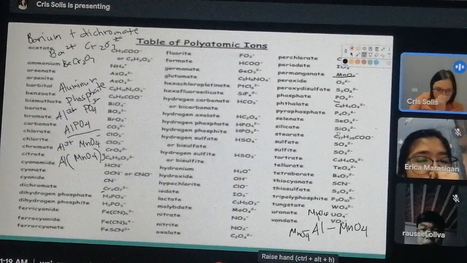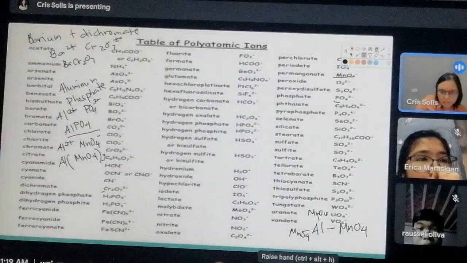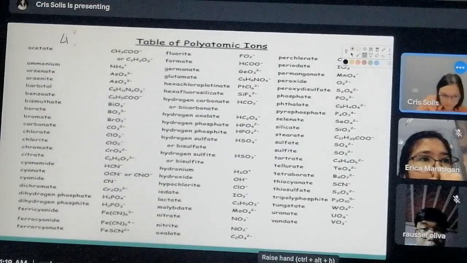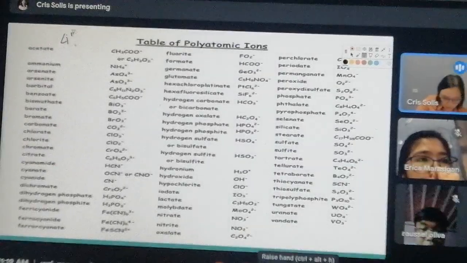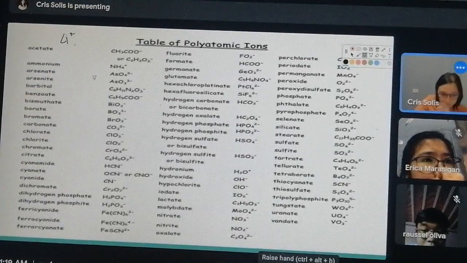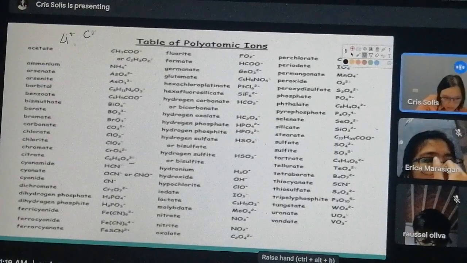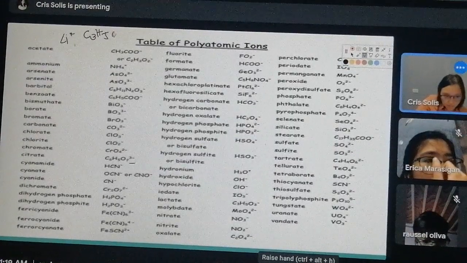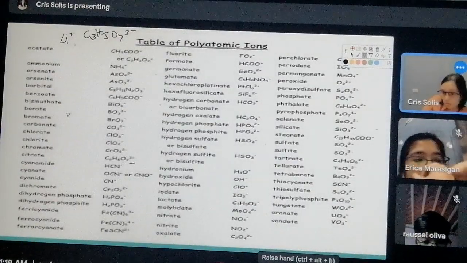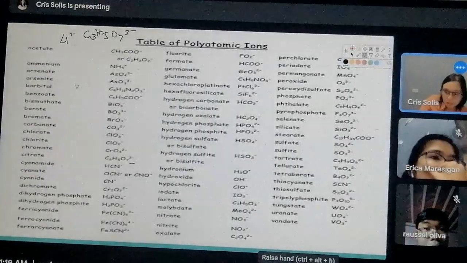Paano naman kung ganito, ma'am? I'm combining, erase ko na ha. I'm combining lithium. Lithium has a 1 positive charge with citrate. Ito po ang citrate. C3H5O7. It has a 3 charge. Paano ko po yan isusulat?